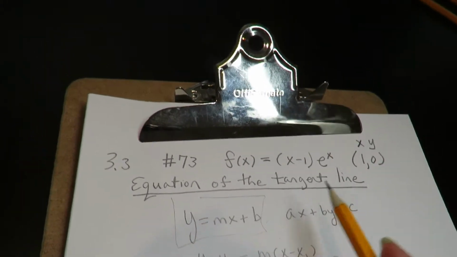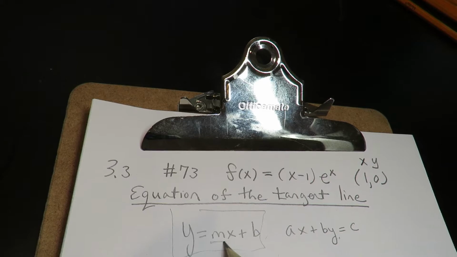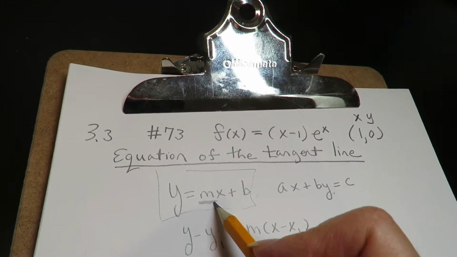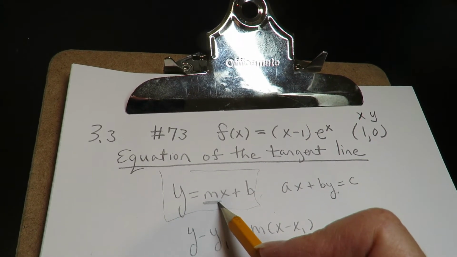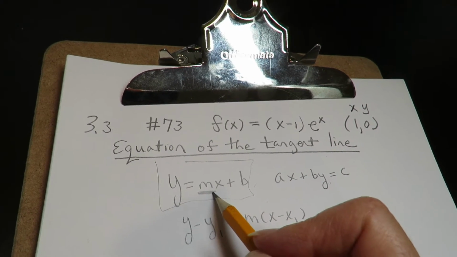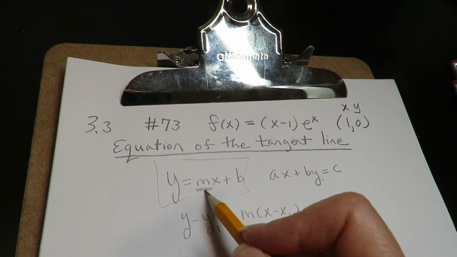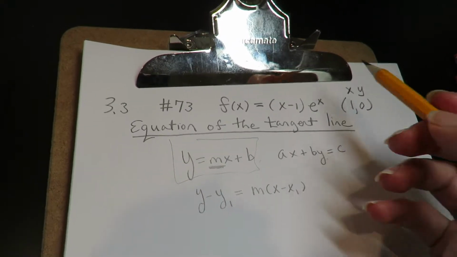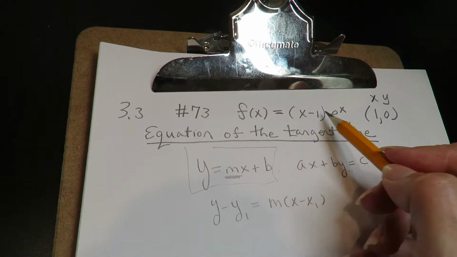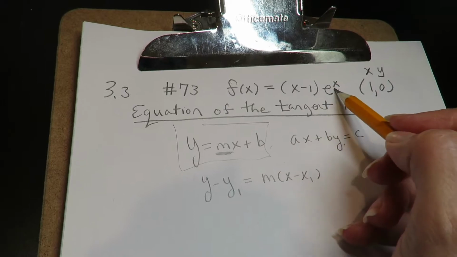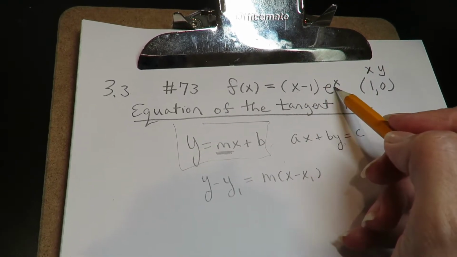I like starting here because if you notice, for the tangent line, you're going to need to know the slope. And that is what the derivative gives you, right? The derivative is a slope generating function. So I'm going to start by finding the derivative. Now, since this is a variable times a variable, you're going to need to use the product rule, okay?